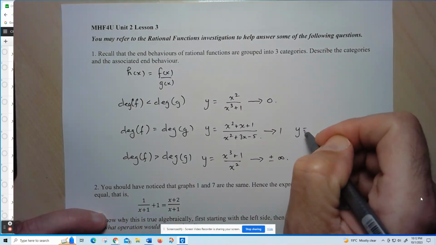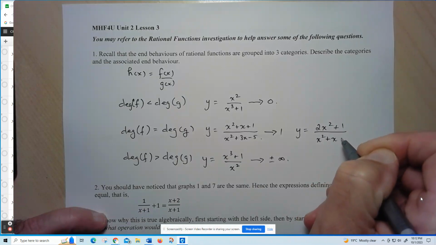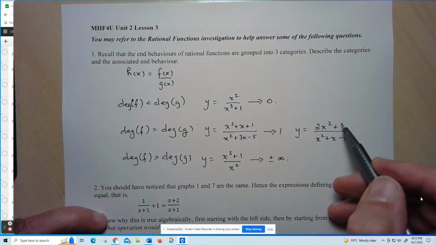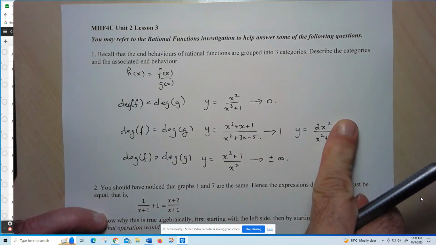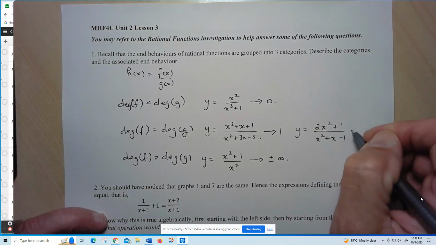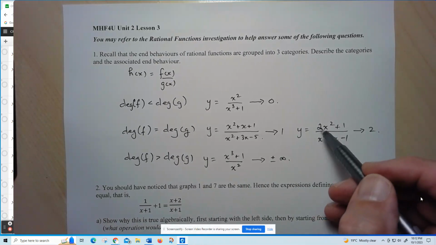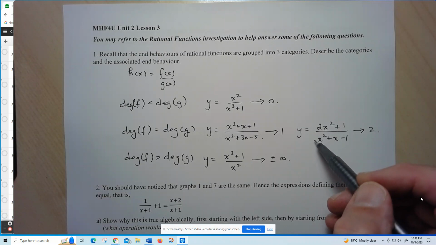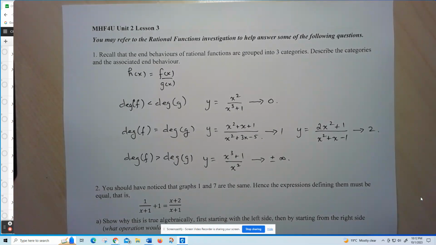And similarly, you can make an argument if this was 2x squared, say plus 1 over x squared plus x minus 1. Again, these terms here become negligible as x gets really, really large. So this is going to approach 2x squared over x squared. So it's going to approach 2. So in other words, a horizontal asymptote of y equals 2. And so we realized that all you had to do was look at the ratio of the leading coefficients. All right. So we are going to look a little more algebraically at this particular scenario.